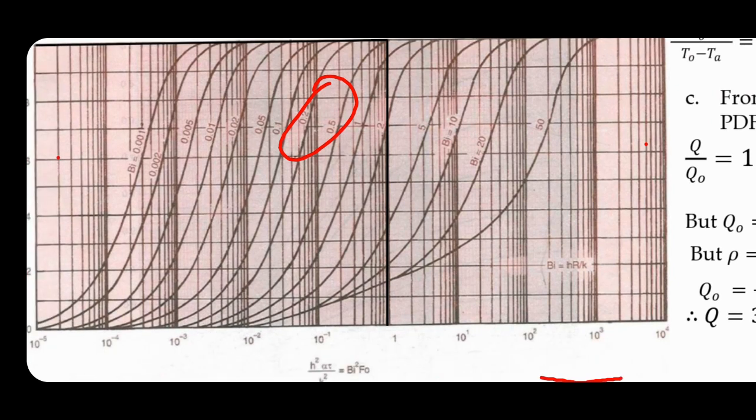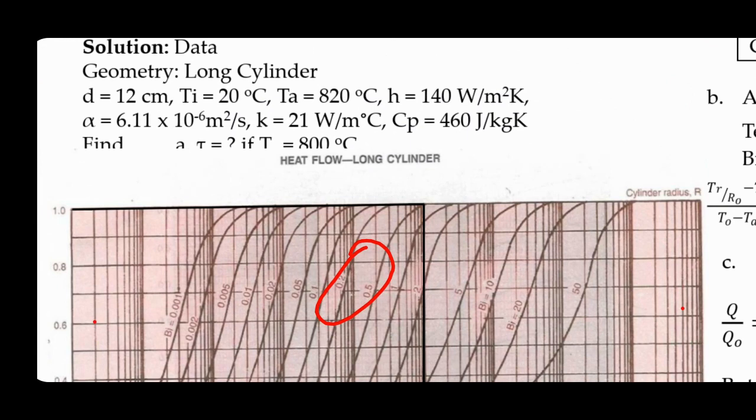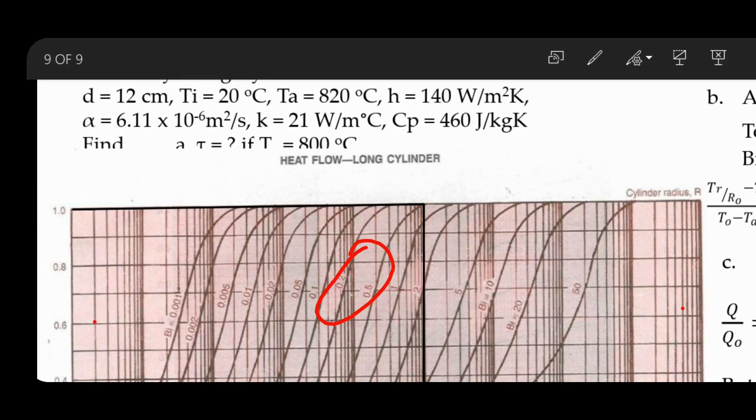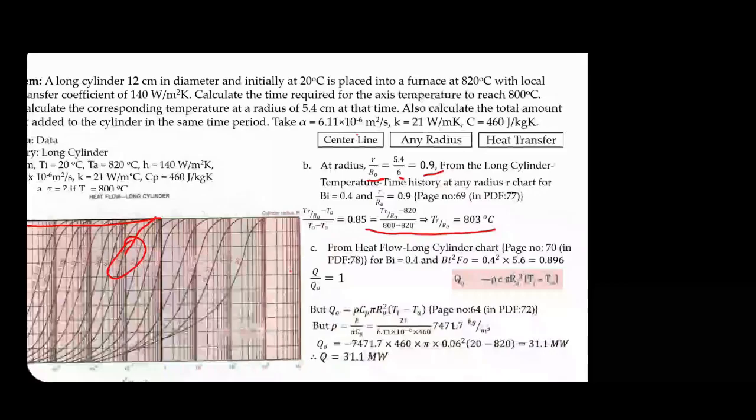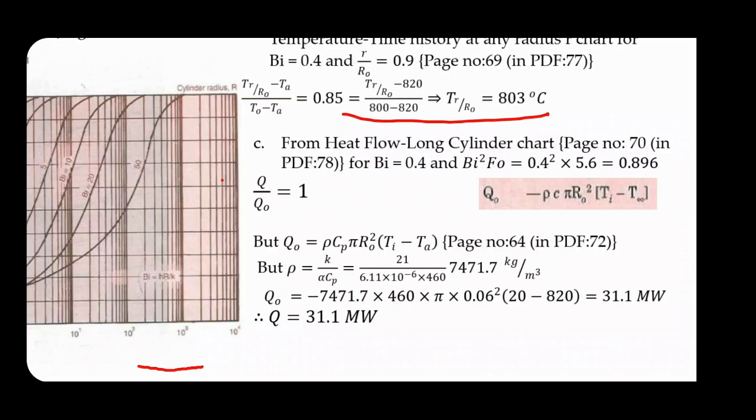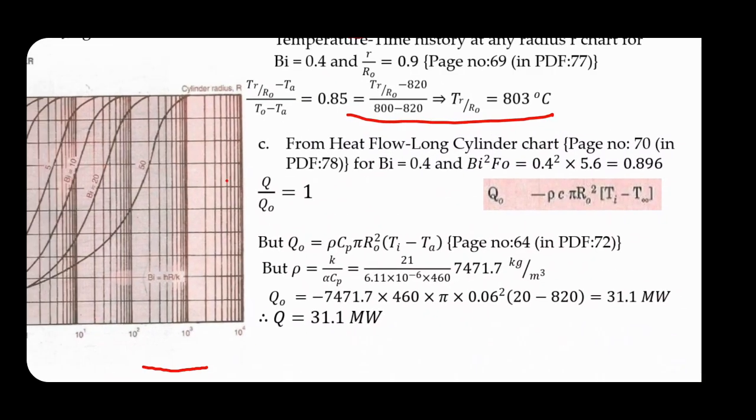So that will be out of the graph. Somewhere here you will get the 0.4 curve. So that will not intersect in our case within the graph. So since we have reached the maximum height, I have taken the ratio as 1 for q by q naught. Since q by q naught is 1, if I calculate q naught, then the same can be used for q.